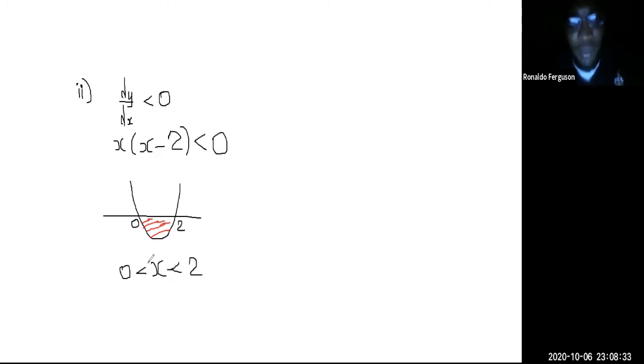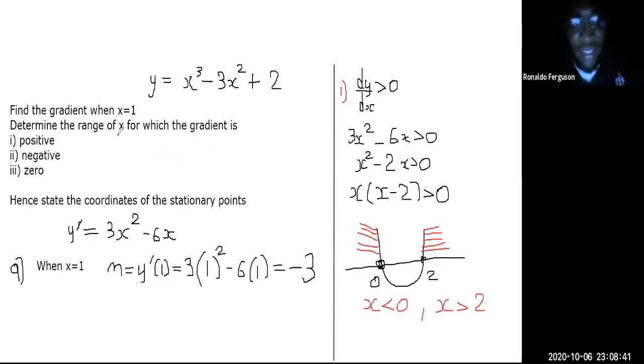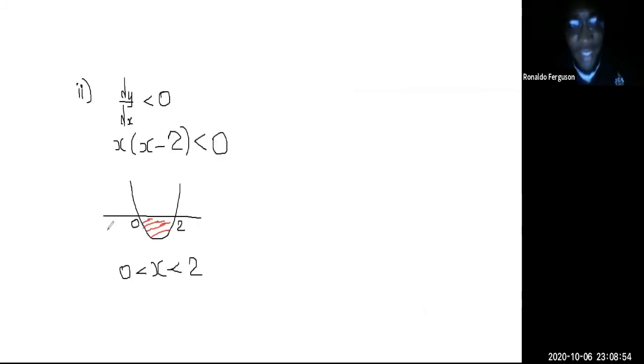And this is the range of values for x when the function is negative. So let's go back to here. Look at this. It says determine the range of values for x when it is negative. When x was 1, don't we get a negative gradient? Yes. And now 1 falls inside the range 0 and 2. So that gives us part 2.